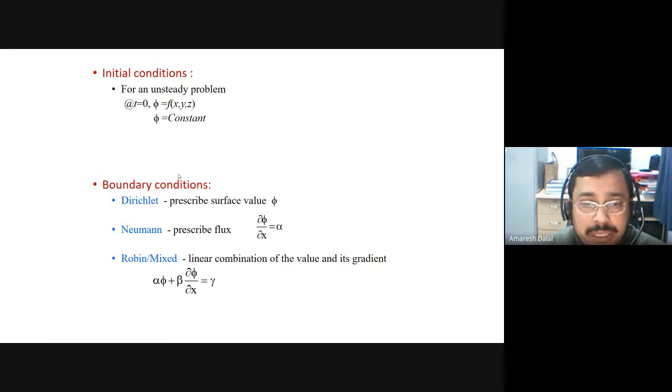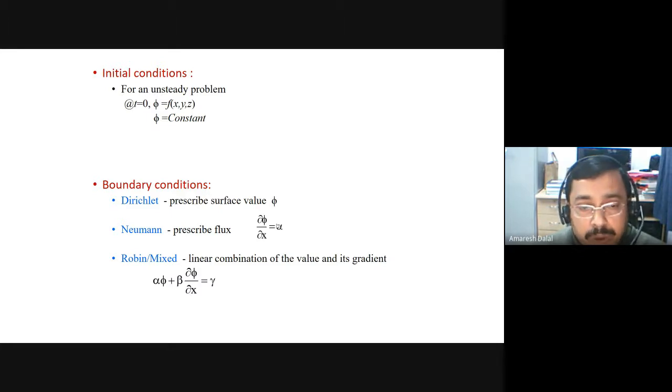One is Dirichlet, where we prescribe the value at the surface. So phi may be constant, or spatially varying, or it may be varying with time and space. And we can have Neumann type boundary condition. That means we prescribe the flux at the boundary. So normal to that surface, we prescribe del phi by del x, it may be 0. For heat transfer, if it is an adiabatic condition, then there will be no heat flux across the surface, then obviously normal to the surface this will be 0.